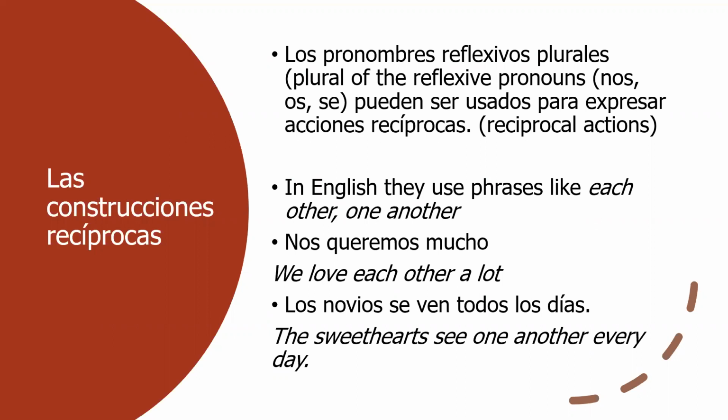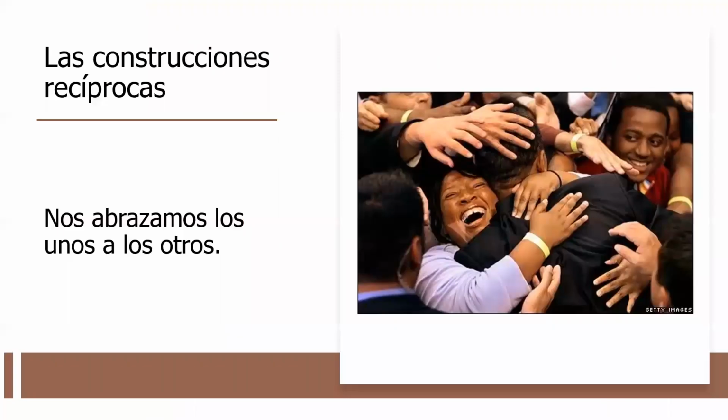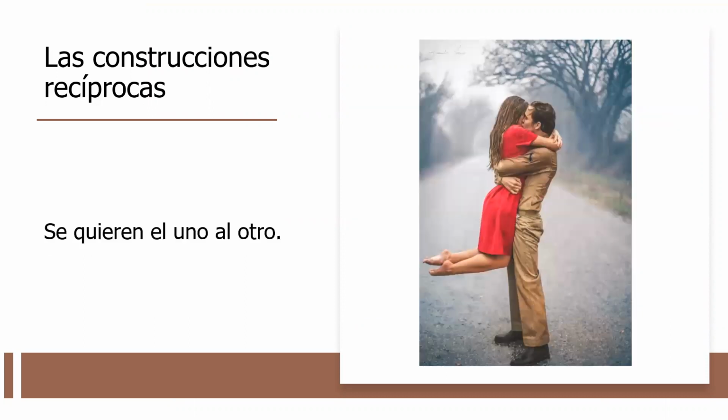Nos queremos mucho. We love each other a lot. Los novios se ven todos los días. The sweethearts see one another every day. So if we have a sentence in Spanish using reciprocal constructions, nos abrazamos los unos a los otros, we don't need los unos a los otros. We can just say nos abrazamos. Okay? Se quieren el uno al otro. Again, we don't need el uno al otro. Okay, we can just say se quieren.